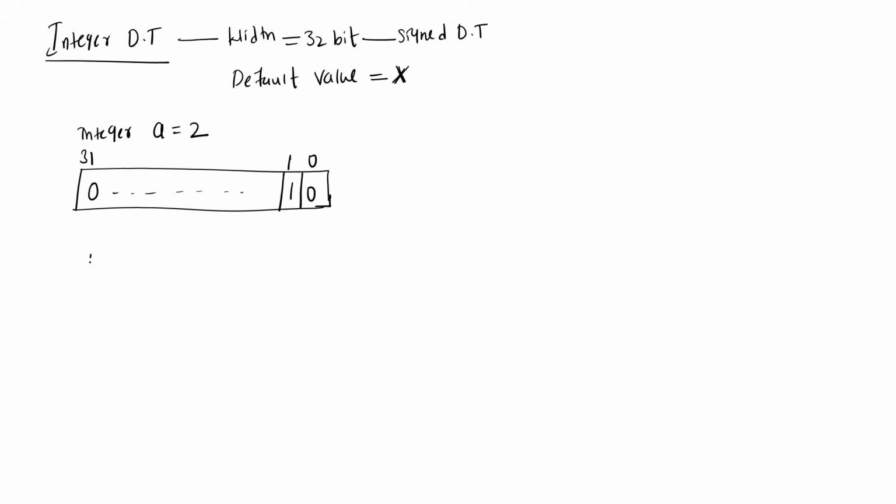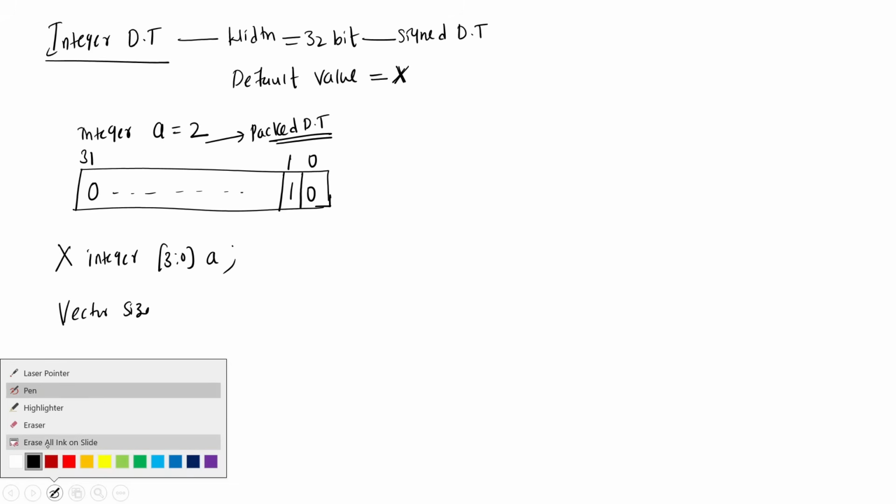Suppose I want to declare integer like 3 down to 0 a. Is it valid? No, it's not valid. It's a packed data type. That means the 32 bits are packed, so vector slicing is not possible in the integer data type.